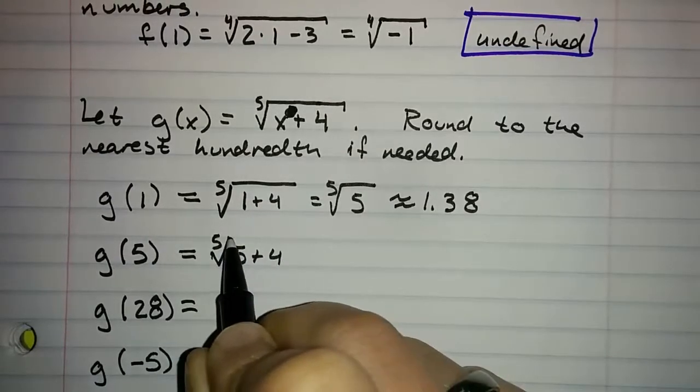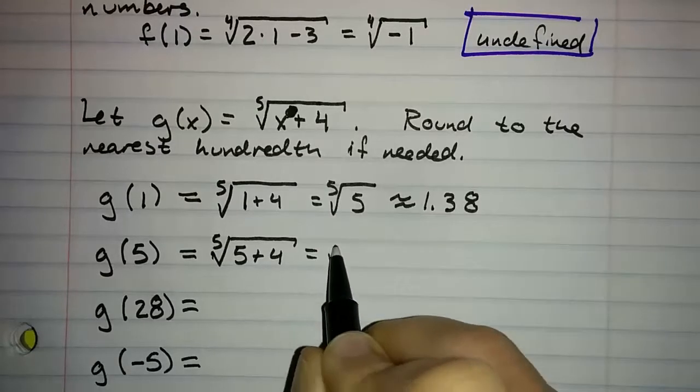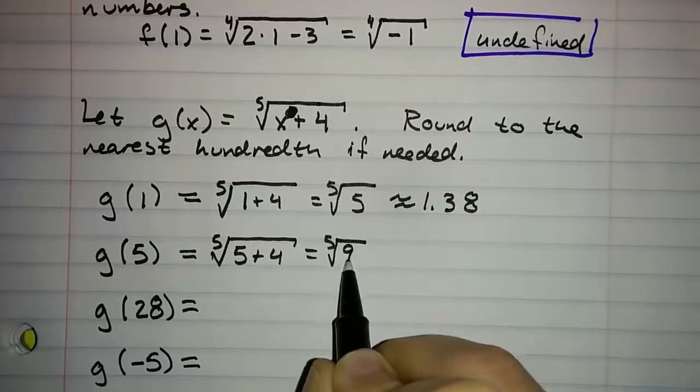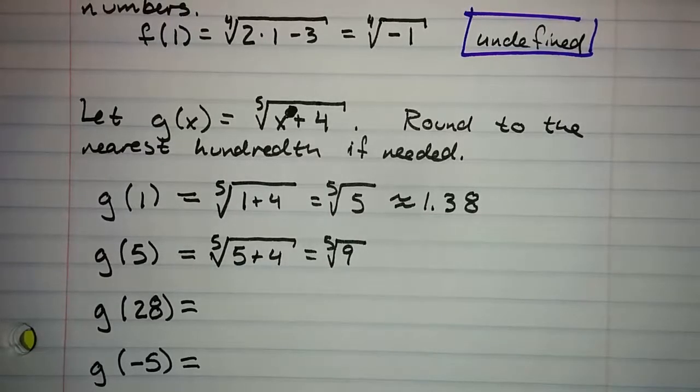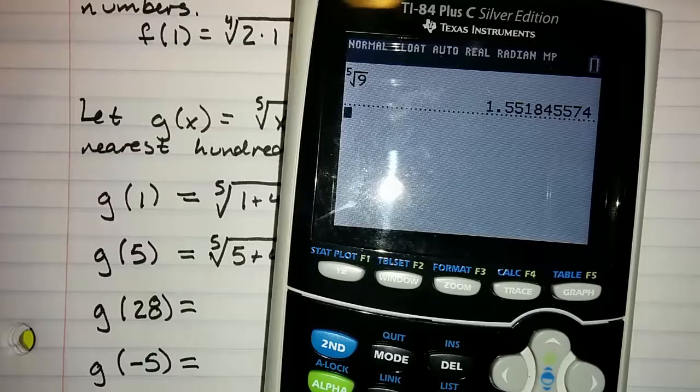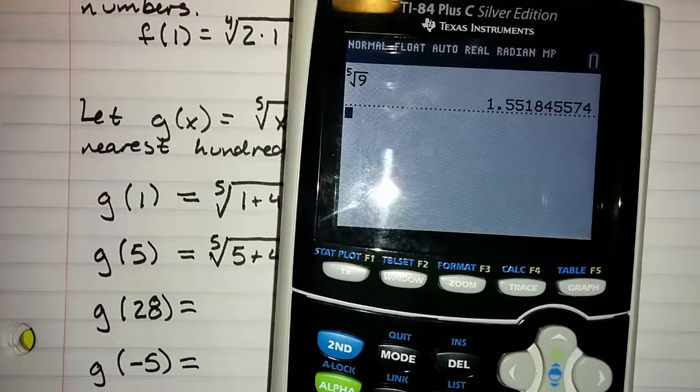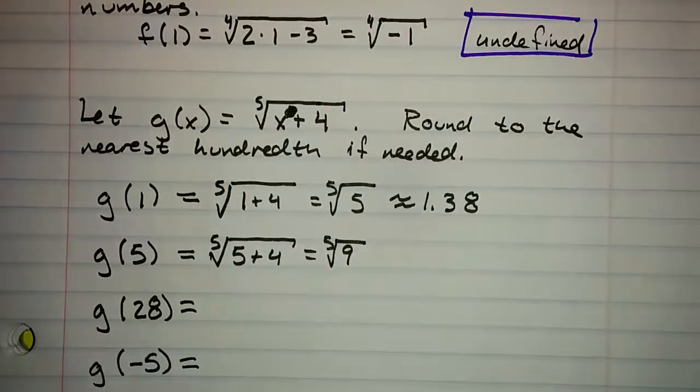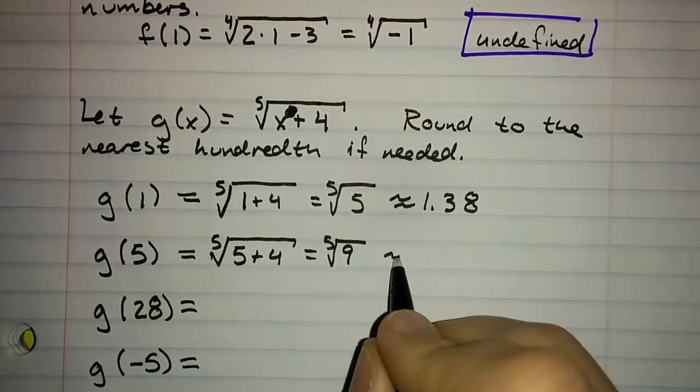So that's the fifth root of 9. Hey, 9's a perfect square. I wonder if that's going to be nice. No, it doesn't matter that 9 is a perfect square. To the nearest hundredth, that's about 1.55.